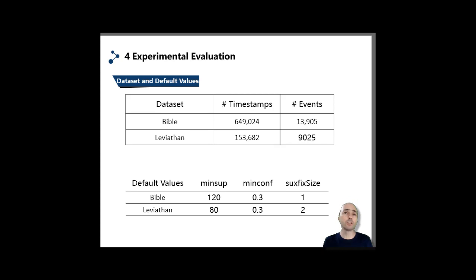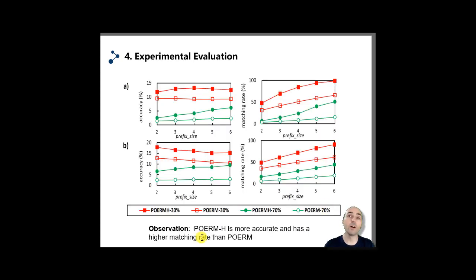So to do the evaluation, here we use two databases. These are the texts, the books, okay, the Bible and some novel. So we use some timestamps we generated, and we have the events, they are the words in the text. So we set the parameters as follows, and we try to do the prediction. So here what we did, okay, we compare our new algorithm, POERMH, with the head support, with our previous algorithm, POERM. And we want to see which one has the better results.